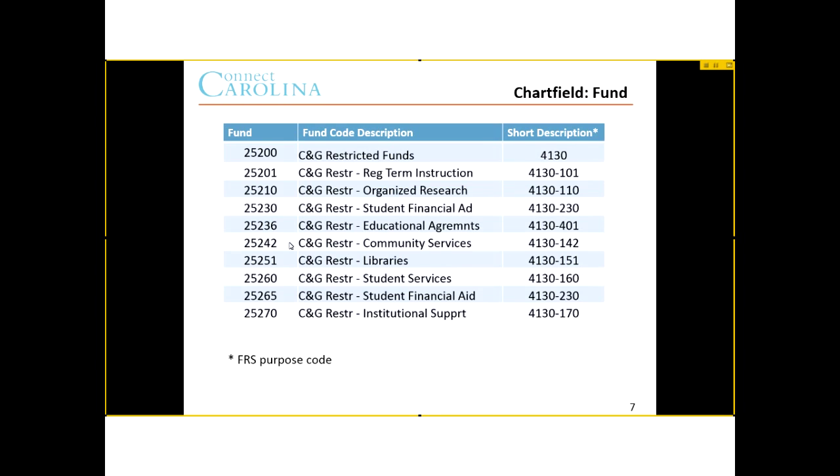Our fund chart field for contracts and grants always starts with a 252. The Office of Sponsored Research, OSR, is the one that sets up these fund chart fields. And the last two digits of the chart field correspond with your FRS purpose code.